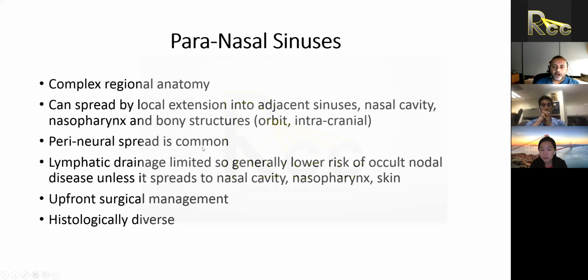PNI is extremely common. We did a talk previously on perineural invasion and cranial nerve path contouring. I would say in the majority of these cases, you're going to contour some perineural nerve for these patients. These tumors can really spread by local extension into adjacent structures. So oftentimes paranasal sinus patients will have involvement of the nasal cavity, nasopharynx, and then bony structures like the orbit. And certainly if the tumors are extending cranially, these can extend through the anterior cranial fossa or the middle cranial fossa intracranially in patients.